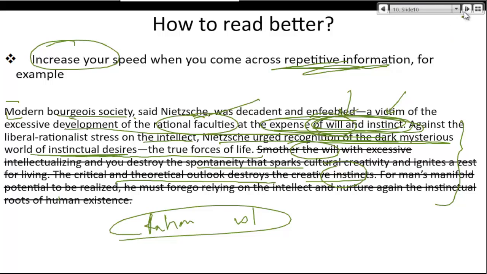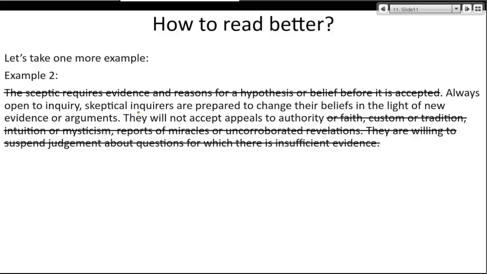Now, if you go to the next one, there's one more example here. Example of repetitive information. The skeptic requires evidence and reasons for a hypothesis or belief before it is accepted. Always open to inquiry, skeptical inquirers are prepared to change their belief in the light of new evidence. They will not accept appeals to authority or faith. They are willing to suspend judgment about questions for which there is insufficient evidence. They are willing to change in the light of new evidence.